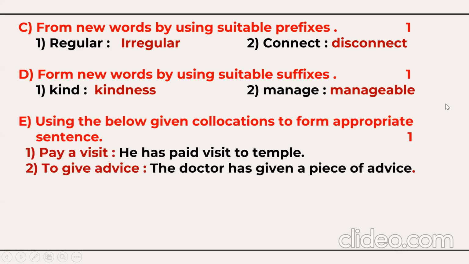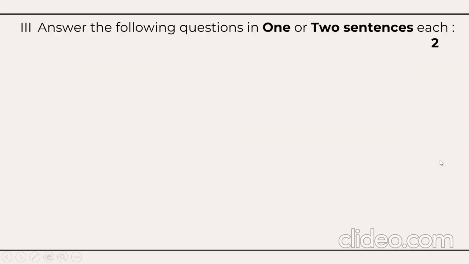Then you need to pay a visit. This is a collocation, pay a visit. So you need to frame a sentence. He has paid a visit to the temple, right? Then to give advice: the doctor has given a piece of advice. So you have here 2 collocations, pay a visit and give advice, and you need to frame sentences. These are the sentences using those collocations. 1 mark. Next, you need to answer the following questions in one or two sentences.